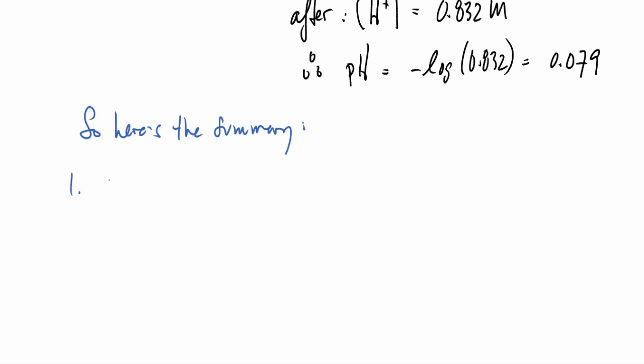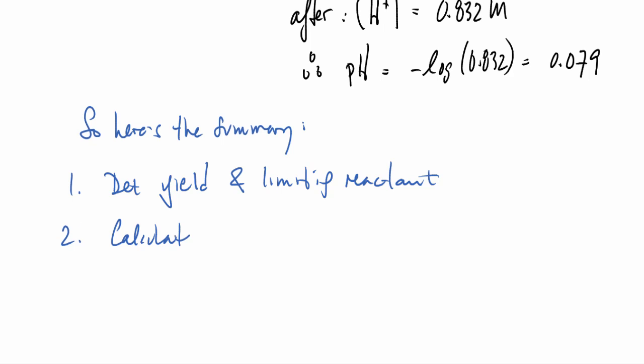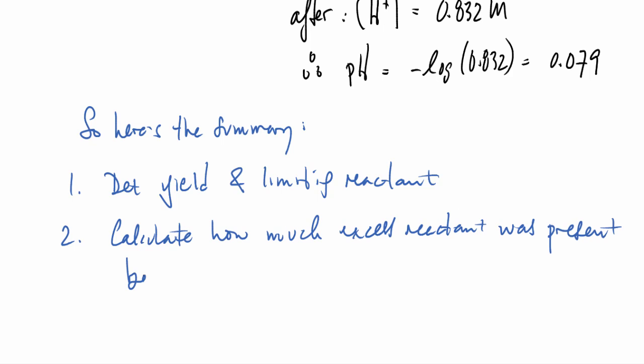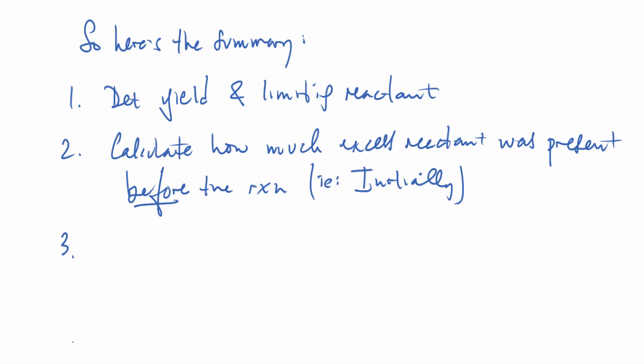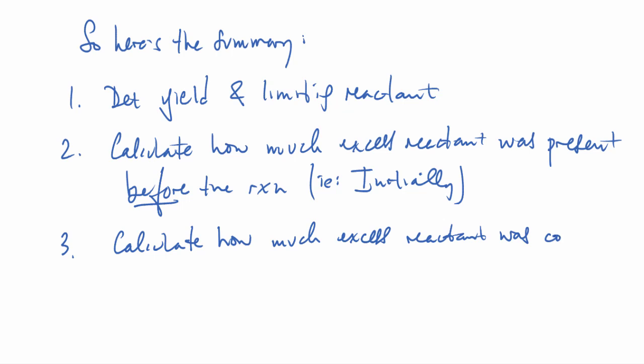Anyway, look, here's the summary of these excess reactants problems. First of all, determine the yield and the limiting reactant from whichever yields least product. Second, calculate how much of the excess reactant was present before the reaction began. That is, how much was there initially. Finally, calculate how much excess reactant was consumed by the reaction. So this is another stoichiometric calculation, how much was consumed. In order to do this, you'll have to start with the limiting reactant. So this is how to determine what was used up.